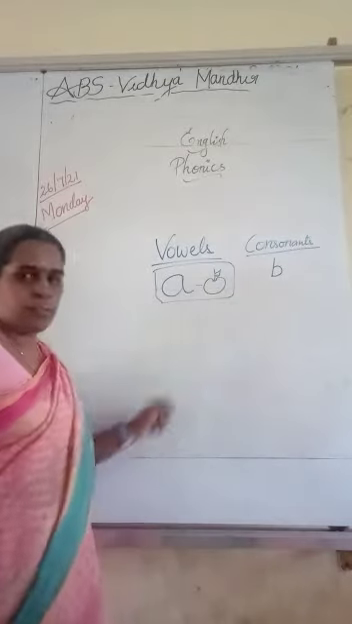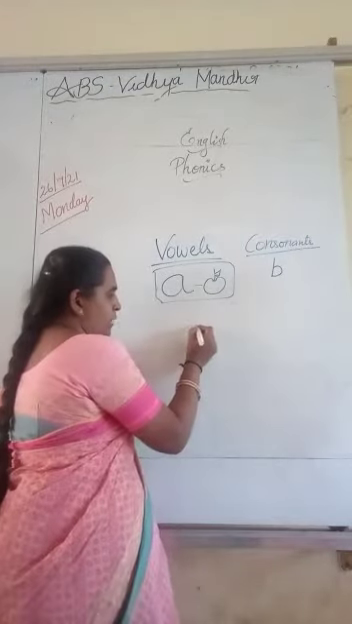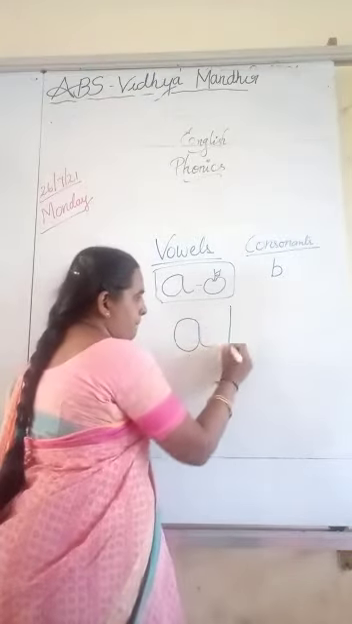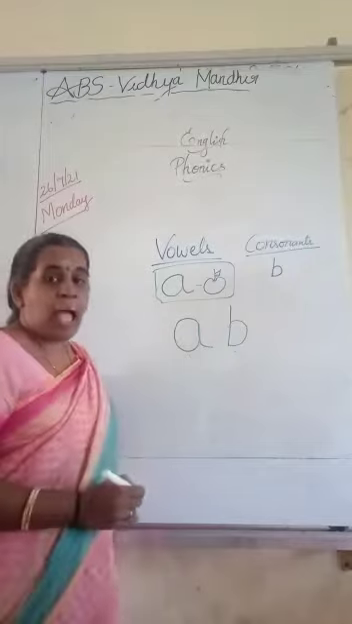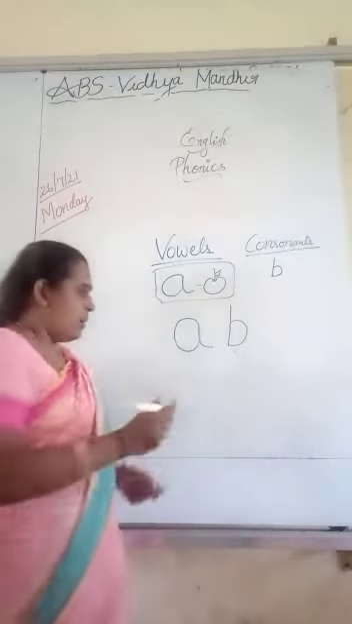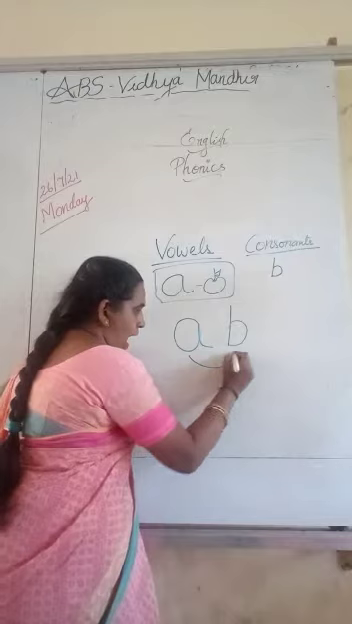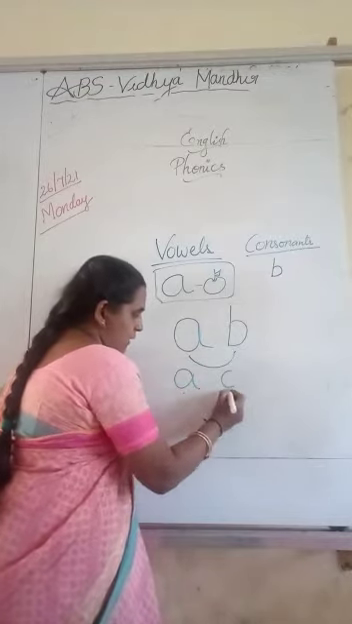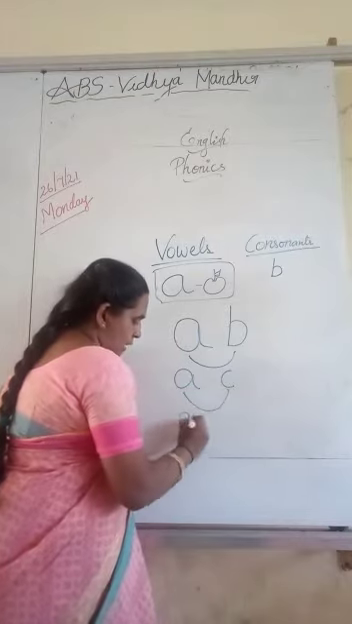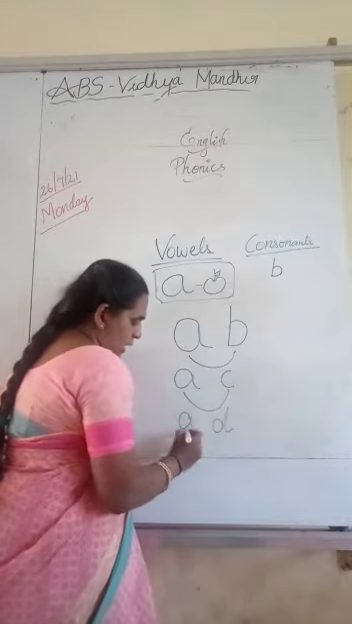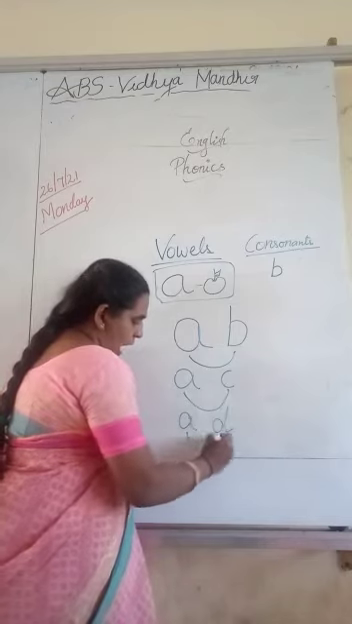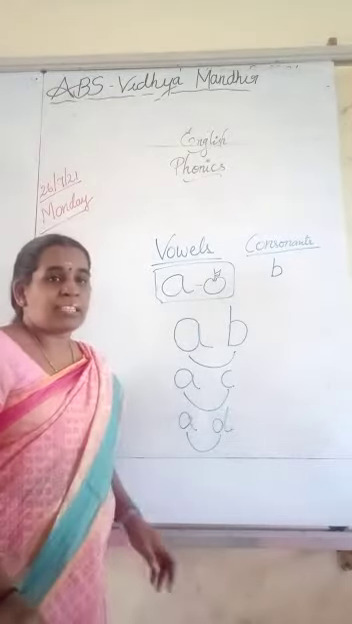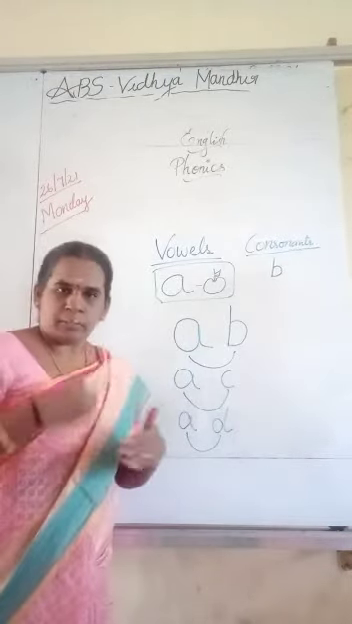Now look at the board and repeat after me. A, B, A, B. A, D, A, D. Okay? So the board is gone. I will show you in the flashcard how to read the words.